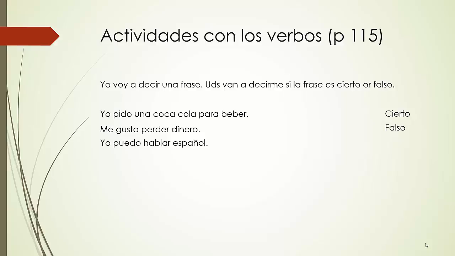Número 3. Yo puedo hablar español. Puedo is from poder, to be able. So I am able to speak Spanish. Cierto. Número 4. Los estudiantes prefieren recibir Fs. Students prefer to receive Fs? I don't think so. Falso.